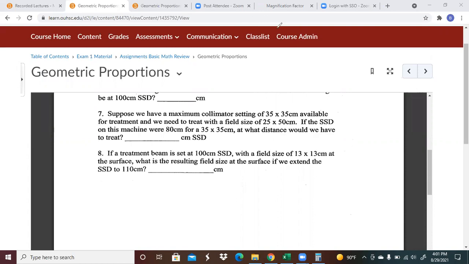Well, if we're looking at, let's see, we have 35 at 80. At what SSD do we hit 50? So I move X over here, then the fraction comes over here. So I've got 50 times 80 divided by 35.